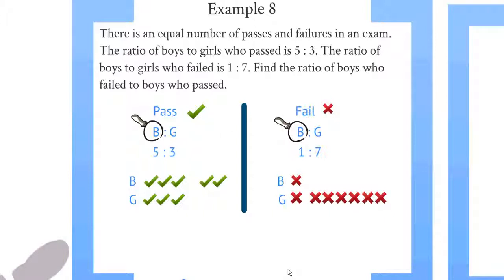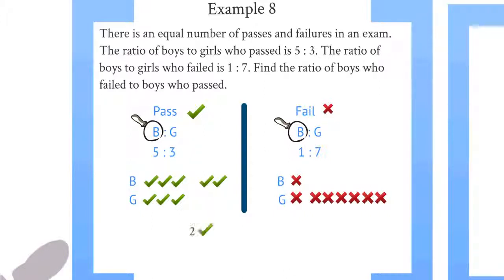If we read the question again, it says that there is an equal number of passes and failures in an exam. So the statement here is referring to total. Total number of passes equal total number of failures. Right now, for these 2 columns, we are comparing ratio. We are not looking at total absolute numbers. We're looking at the ratio, which is why they look very different. But if we were to be comparing totals and number, the 2 columns are supposed to be the same.